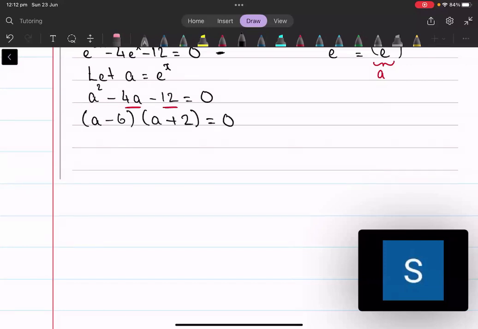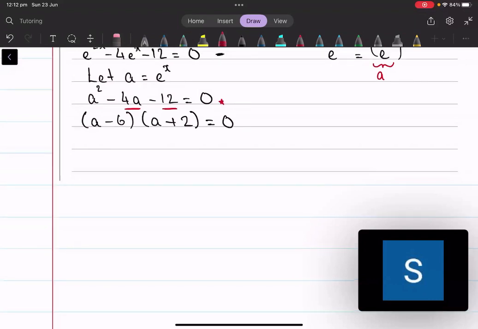If you don't believe me that this factorization is equivalent to our quadratic here, I would encourage you to expand this out and verify for yourself. Expand this factorized form out and see that you get back to what we started with. Okay, now it's just a matter of applying the null factor law.